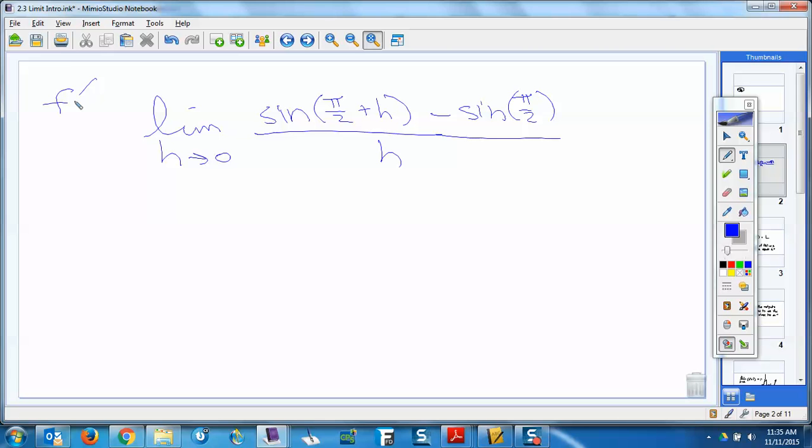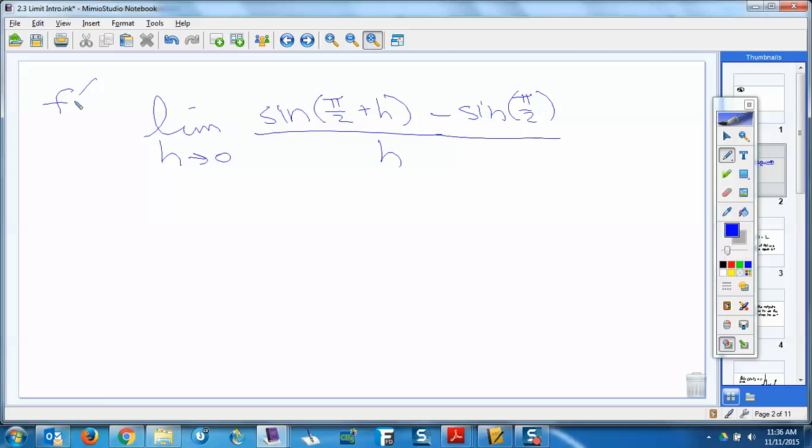The pi over 2 plus h is the a plus h. The a plus h gets plugged in where the x was, so that's sine of x. Well, we already know the derivative of sine x. It's what? Cosine of x. And they want f prime at the a value. What's the a value? Pi over 2. So all this question is asking is, what is cosine of pi over 2? And what is that? Cosine of pi over 2 is 0.